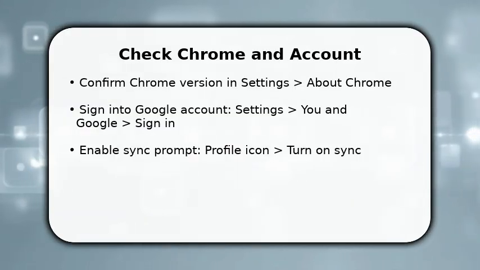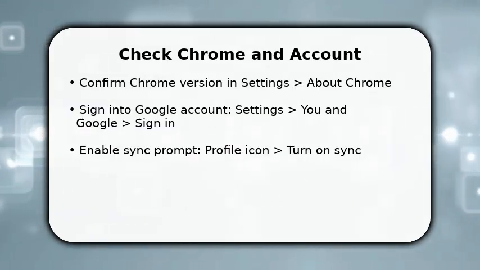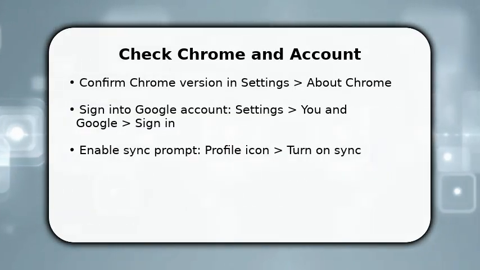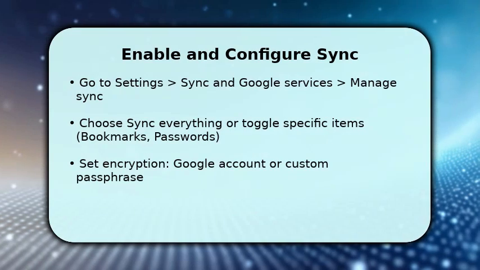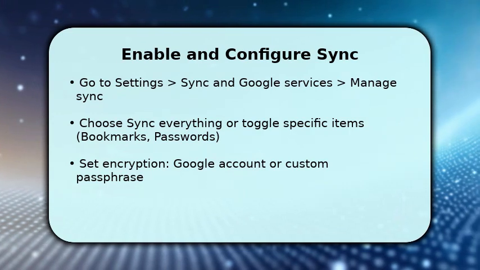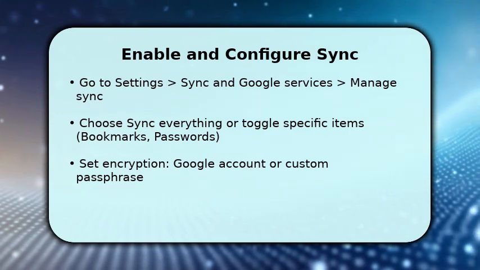Make sure Chrome shows your email at the top of settings. This verifies the browser recognizes your identity and is ready to request sync activation. Next, enable sync and choose what to share across devices so you control data flow.